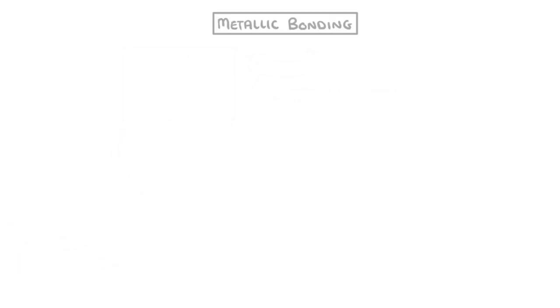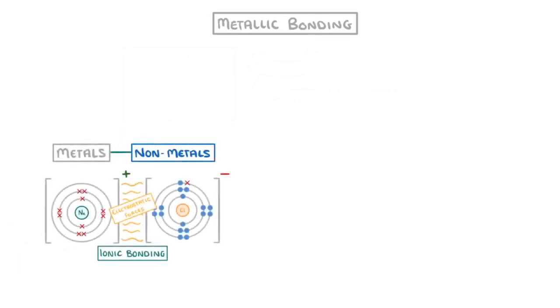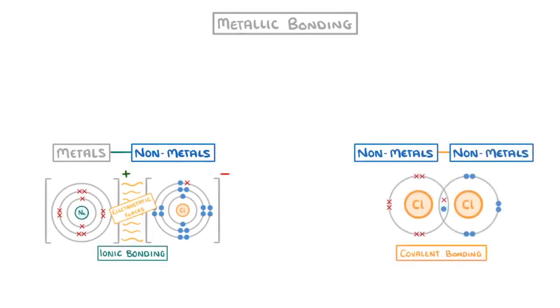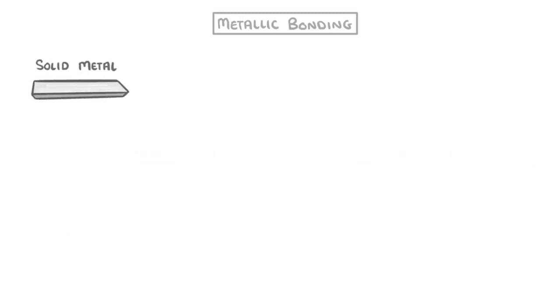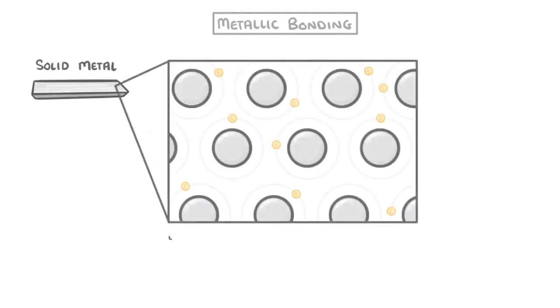To recap, we've already seen that metals bond to nonmetals through ionic bonding, and that nonmetals bond to other nonmetals through covalent bonding. Now we turn to how metals bond to other metals, which we call metallic bonding. If we think of a solid metal, it basically consists of a giant structure of atoms that are arranged in a regular pattern. In this picture, we've shown each atom surrounded by the electrons in its outermost shell.